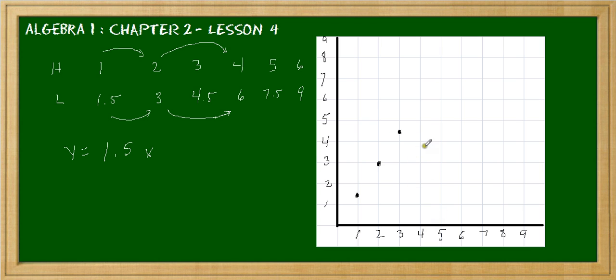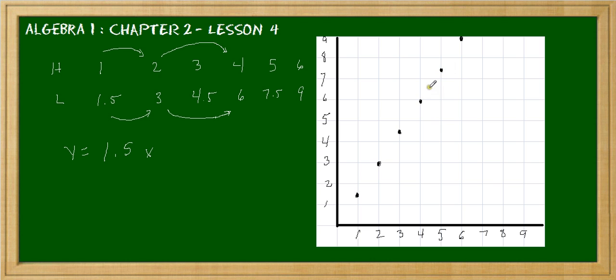And we go out to 4, it would be 6. Now you could see that it looks like they just lie across a line. We're forming a straight line here. 5, we go all the way to 7.5. Okay, and then we go out to 6, we go all the way to 9. Okay, so here we have our coordinates all plotted.